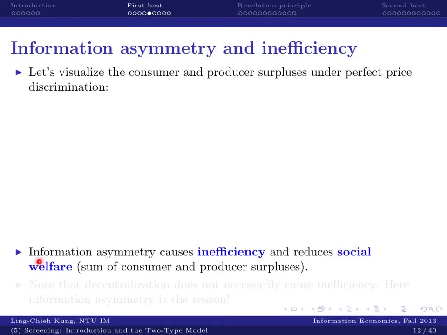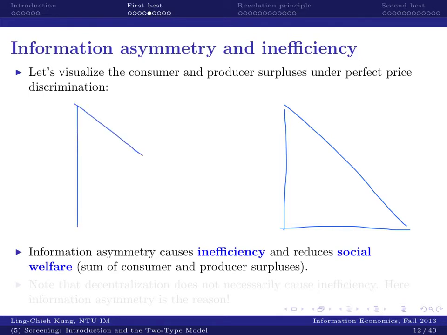However, we say information asymmetry causes inefficiency and reduces social welfare. Okay? Social welfare is the sum of consumer and producer surpluses. So if you still have that graph on your screen or on your handout, when there is a perfect price discrimination, the social surplus is the whole triangle. But when there is information asymmetry, when the producer does not implement price discrimination, social surplus is just here. Okay? So we say information asymmetry causes inefficiency.